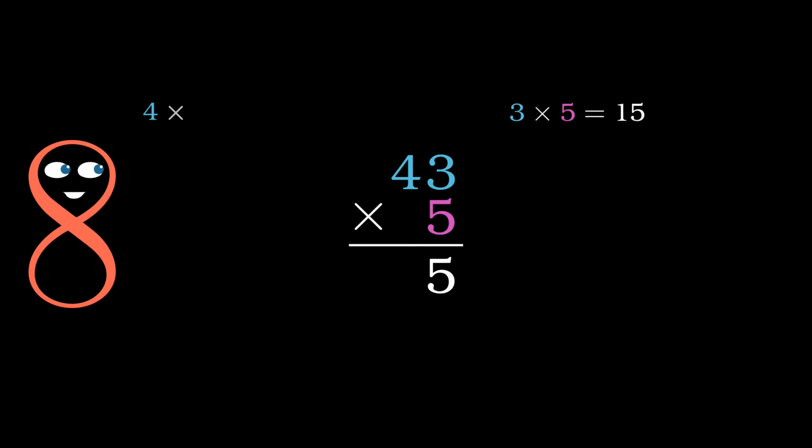Next, we multiply 4 by 5, which equals 20. But this time we have to take 1 into account and add it to 20, so we get 21. Therefore, the product of 43 and 5 is 215.